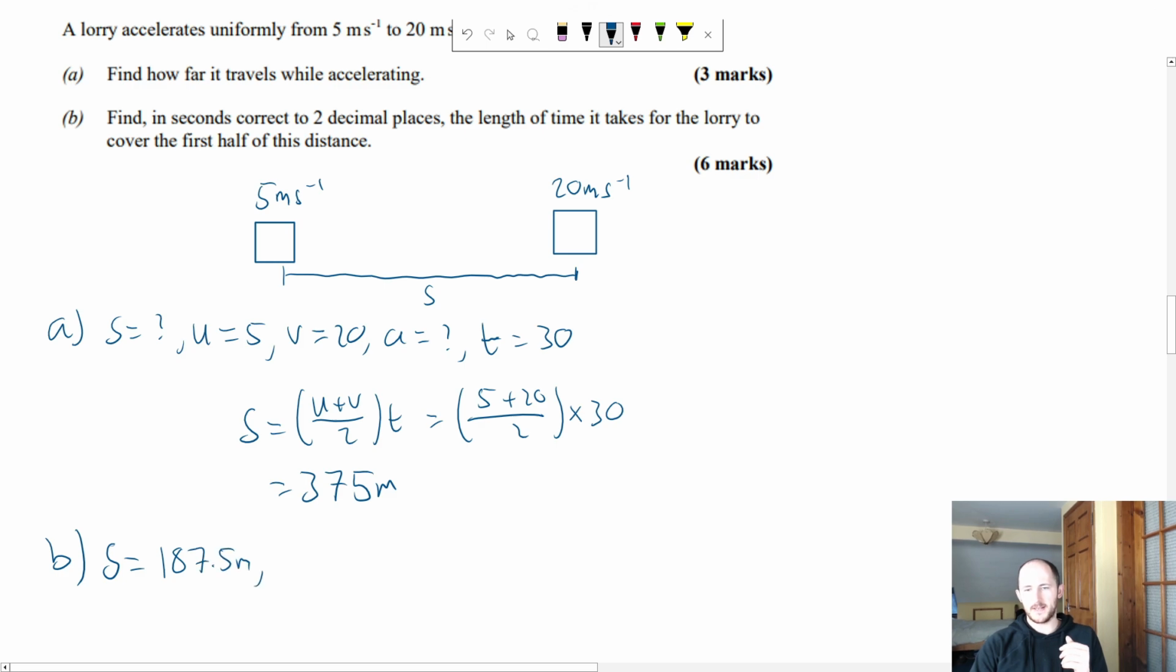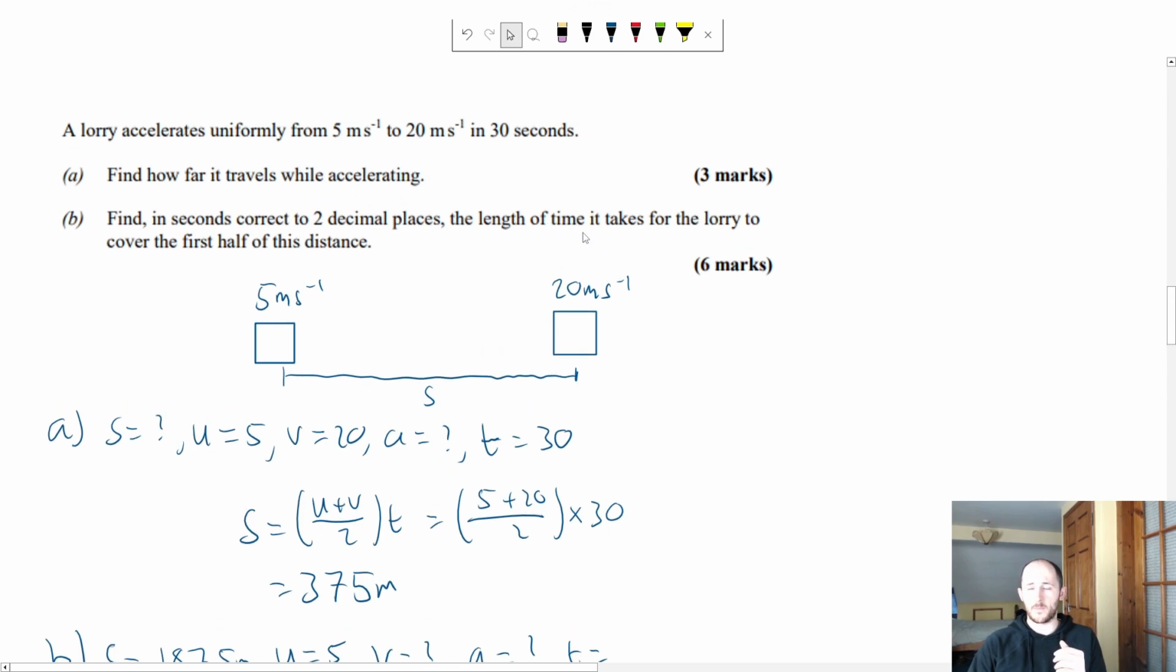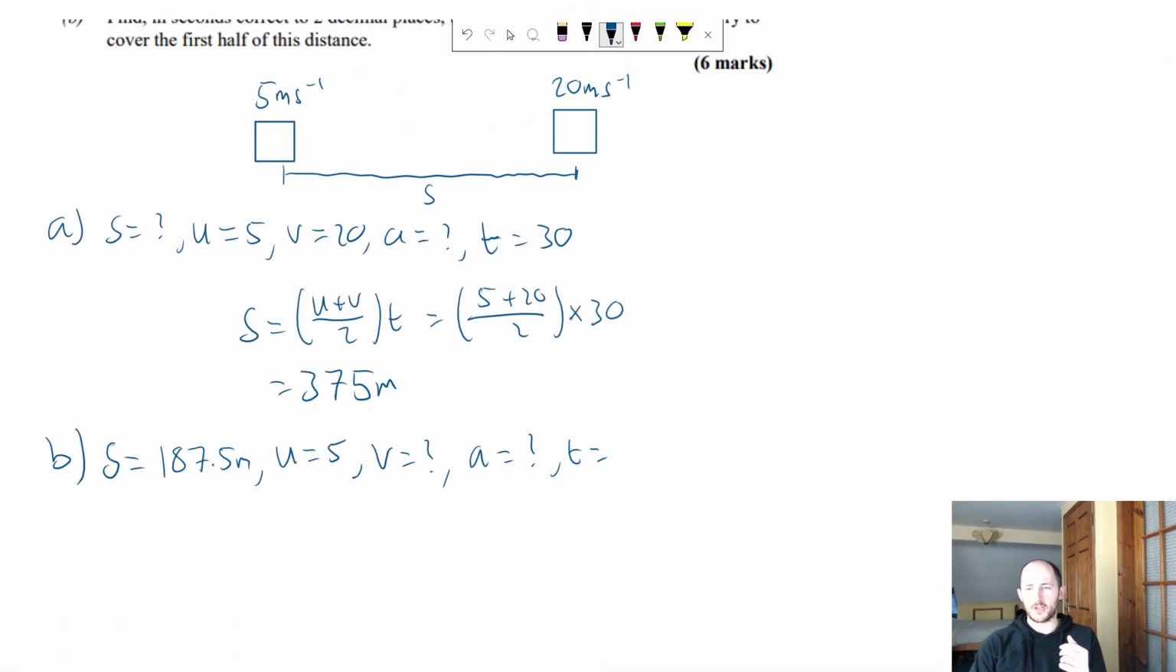187.5 meters. And actually I didn't use the M, but whatever. U is still 5, because it's the first half of the distance. If it was the last half of the distance, we would know V is 20. Right? V we don't know. A we also don't know. And T is going to be, well, we want the time, so we don't have that. So as you can see, we're kind of screwed because we have only 2 known variables.